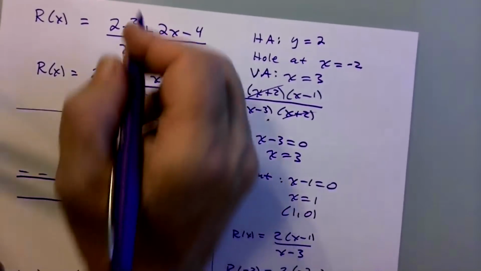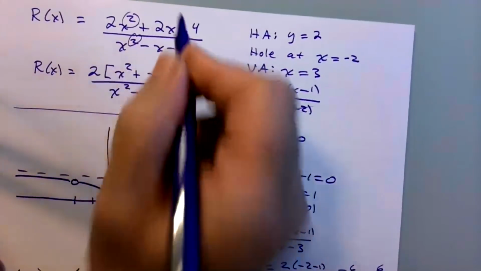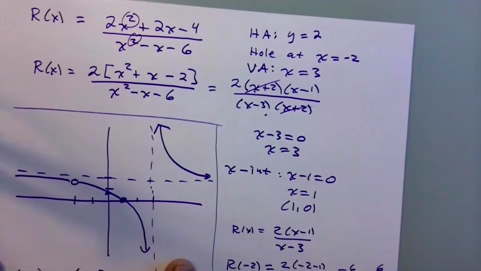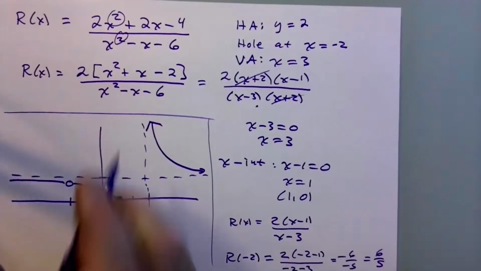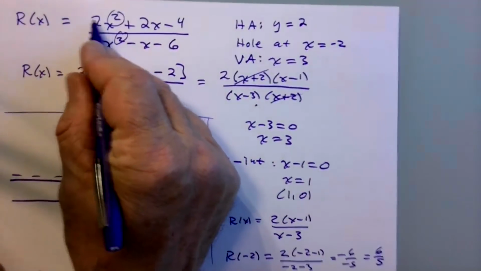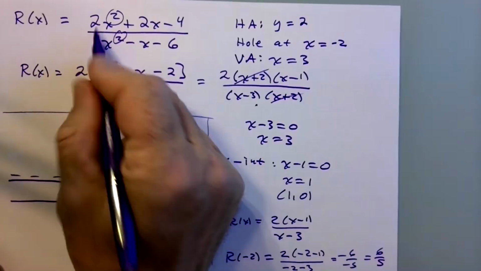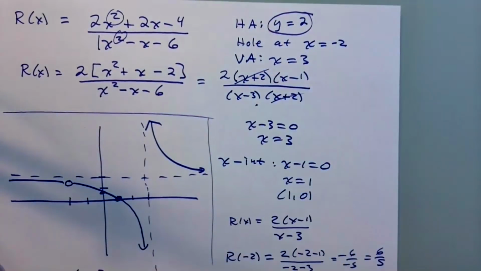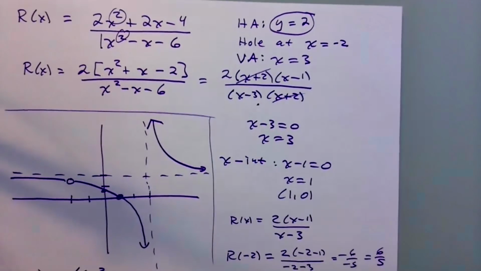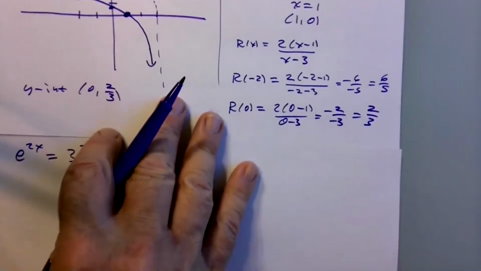So notice x squared upstairs, x squared downstairs. Highest power is the same top and bottom. So all we have to do is look at the ratio of the highest terms. This coefficient is 2, that one is 1. 2 divided by 1 is 2. Hence, the horizontal asymptote is y equals 2. Hope that helps. Okay, moving on to our next question.